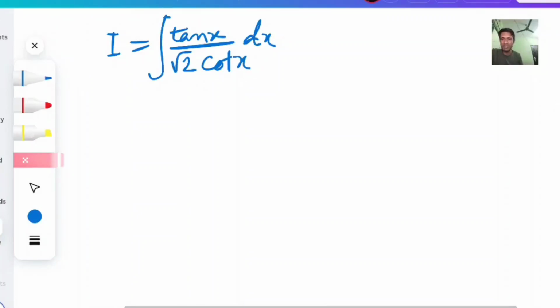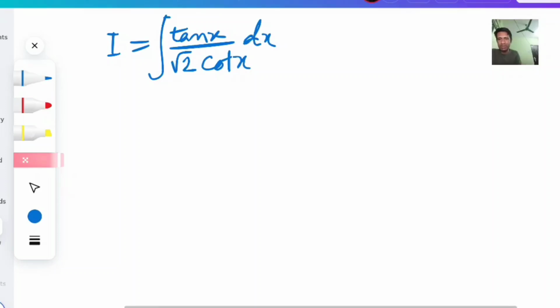I'm going to do this integration math very easily. I think you will enjoy this integration math. I'm going to do this math. The problem is I equals the integral of tan x divided by root 2 cot x dx.